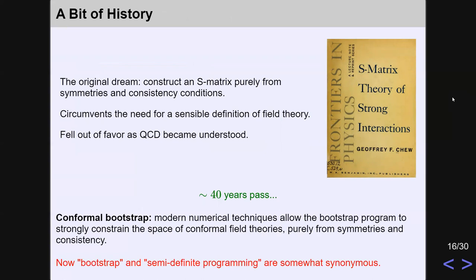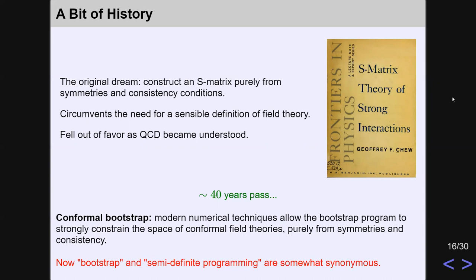So back in say the 60s or 70s, before QCD was a well-established theory, there was a dream of constructing the S matrix of the universe simply by saying, well, I'm gonna demand that it be a unitary matrix. I'm going to demand that it obey various consistency conditions. And just by imposing all of those conditions, maybe there's a unique S matrix. Or maybe there are interesting constraints that can be written about the S matrix of strong interactions. And this sort of fell out of favor, partly because, in fact, there isn't a unique S matrix, and partly because QCD became well understood, and we no longer needed to talk directly in terms of S matrices.